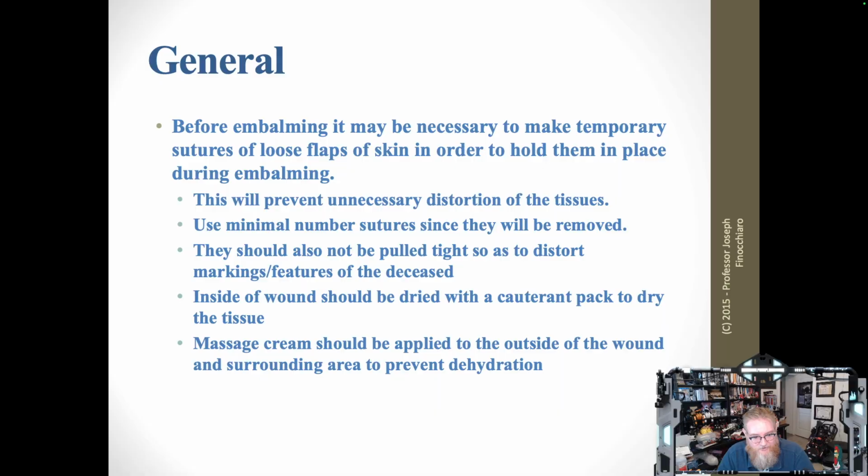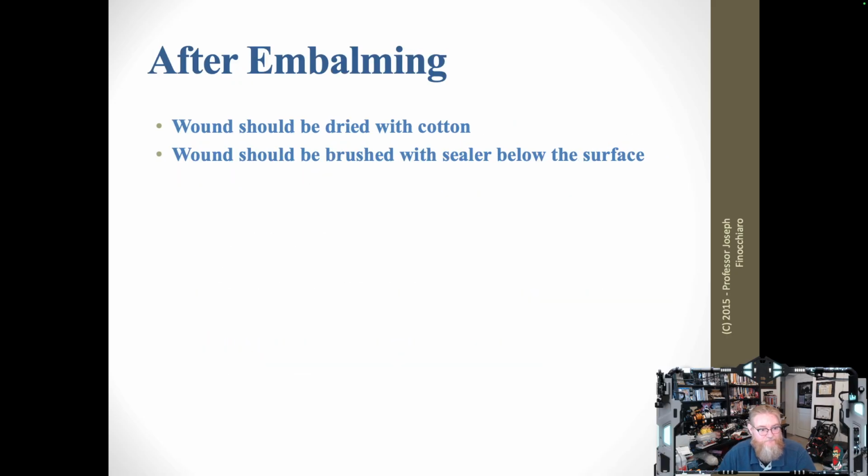Inside of the wound should be dried with a cauterant pack to dry the tissue. That's simply gauze or cotton stuffed into the area, saturated with phenolic acid. Massage cream should be applied to the outside of the wound and surrounding area to prevent dehydration. Also protects it against the carbolic acid that you're going to be using in case it drips someplace it shouldn't or leaks somewhere it shouldn't, because you don't want that creating lines and streaks.